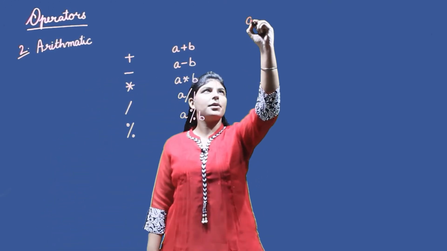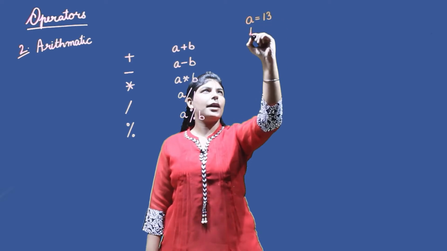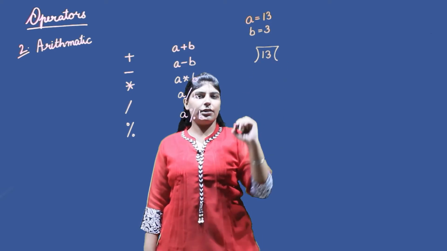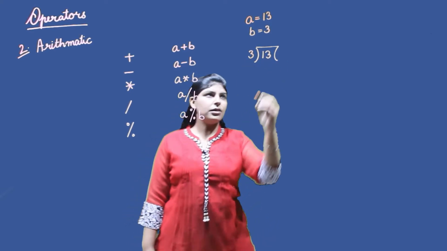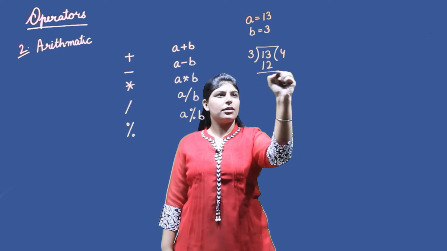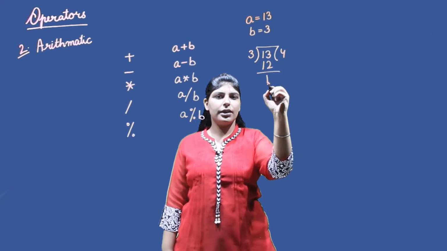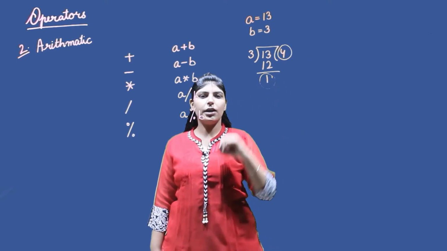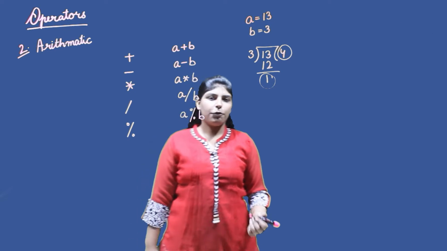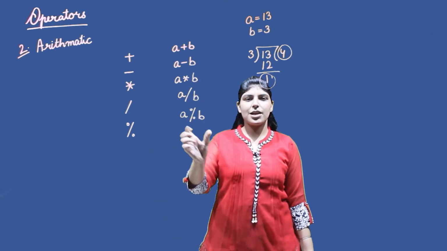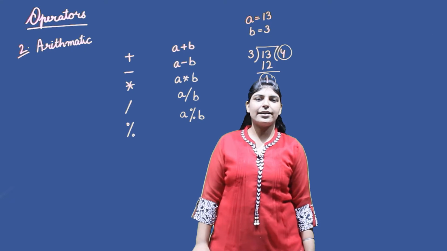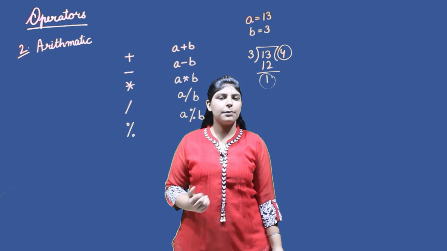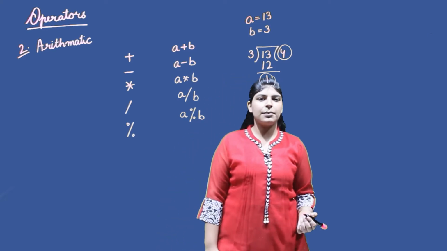So if I have two numbers, let's say a is equals to 13 and b is equals to 3. If I divide a by b, 13 becomes the dividend, 3 becomes the divisor. When I divide them, this 4 is the quotient and this 1 is the remainder. So a by b gives us the quotient 4, a mod b gives us the remainder 1. Whenever we perform any arithmetic operation on two operands of the same data type, we get the result in that same data type only.